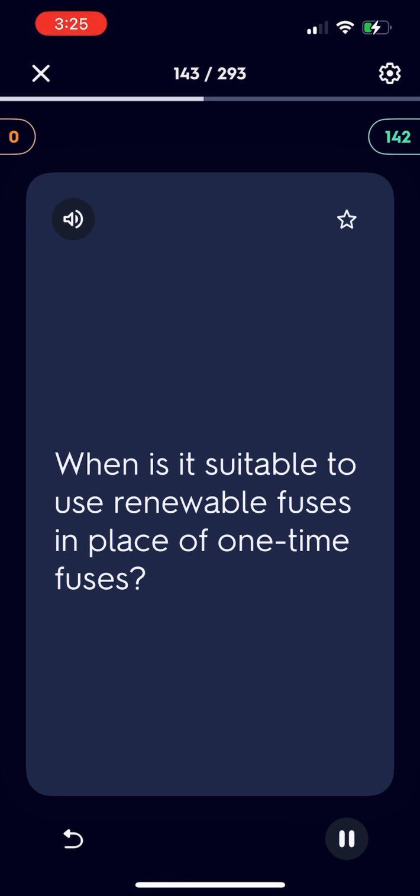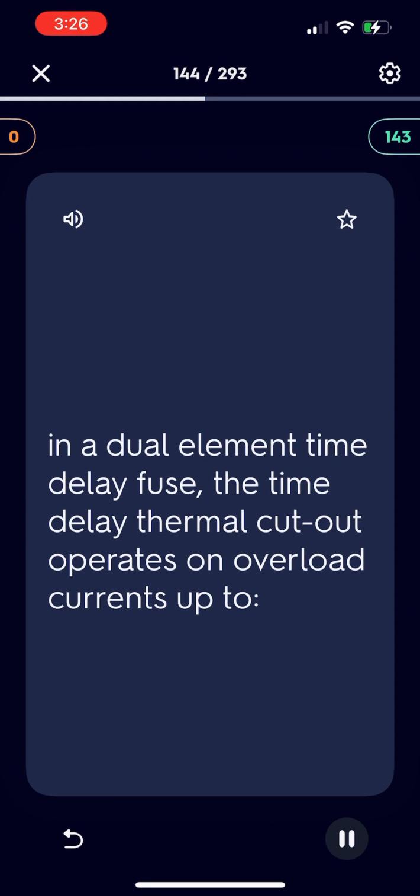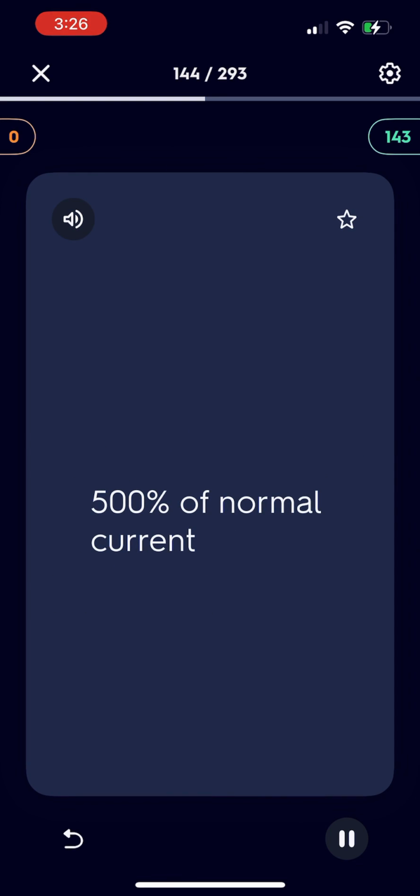When is it suitable to use renewable fuses in place of one-time fuses? Renewable fuses must never be substituted where one-time fuses are specified. In a dual-element time delay fuse, the time delay thermal cutout operates on overload currents up to 500% of normal current.